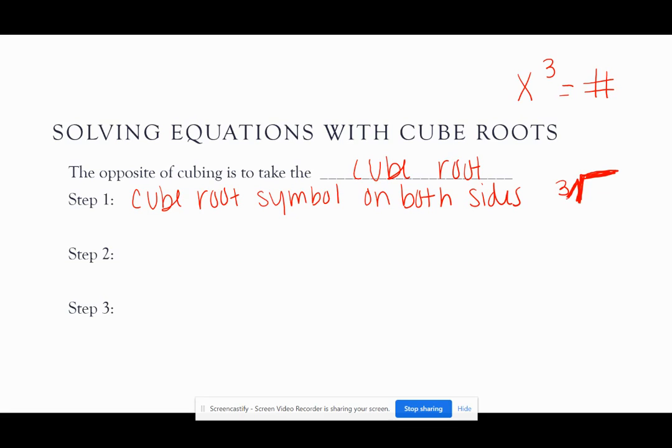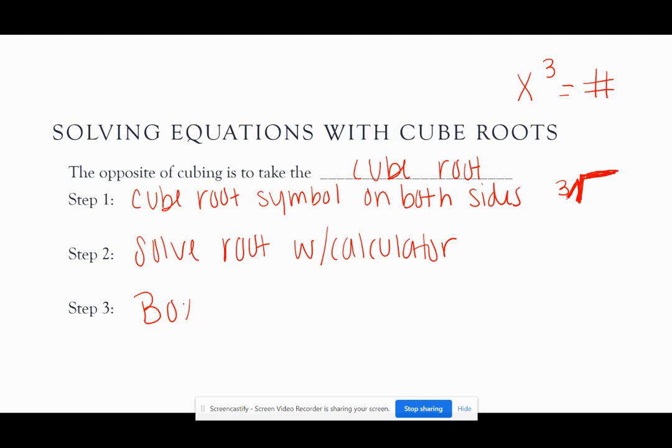And then step 2, you're just going to solve the cube root with your calculator. And then lastly, you just box your answer. Cube roots do not get the plus or minus sign. The plus or minus sign is only for square roots. Every year, I think that's the thing that most kids struggle with, is that they want to put the plus or minus sign on the cube roots as well, but it's only for the square roots.